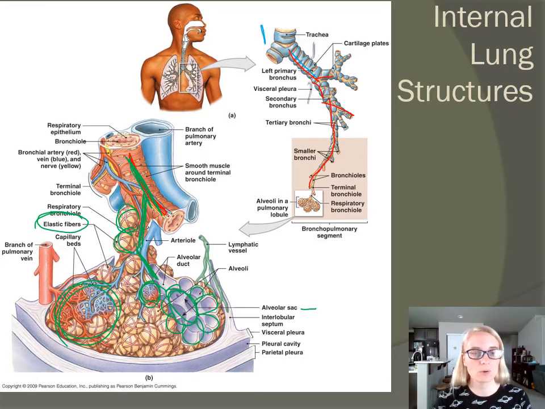We may talk about, or you may see in other resources, diseases of the lungs that affect that elasticity, making it harder for people to exhale. Emphysema is one of those examples.